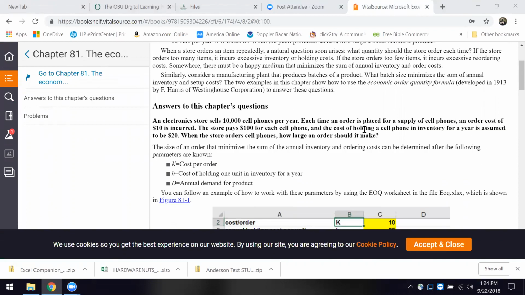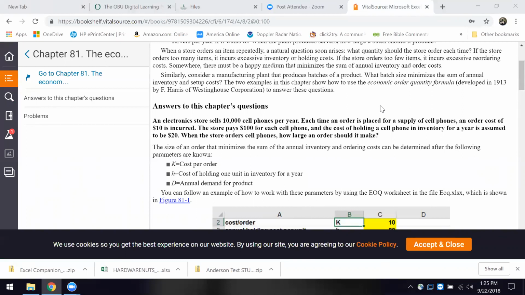Okay, and they mentioned the fact that Harris at Westinghouse Corporation developed this formula in 1913. Now that's a little over 100 years ago, and it has stood the test of time. And again, here in business problem analysis, just as we try to develop a template, like we did with cash flow or income statement and balance sheet, it's the same thing we look for.